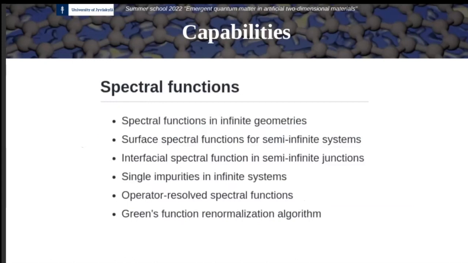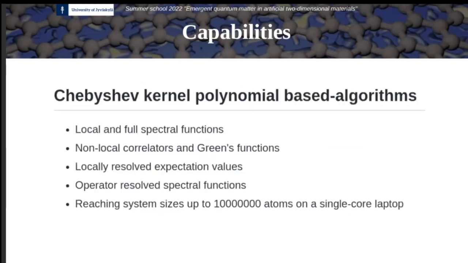Then for spectral functions, you can essentially compute surface spectral functions for semi-infinite systems, for infinite systems, for systems that have single impurities in otherwise pristine systems, and any kind of spectral function. It can be the total spectral function or any operator resolved spectral function, like a spin resolved spectral function, valley resolved spectral function, or any other operator that you may define. And all this is done with a Green's function renormalization algorithm.